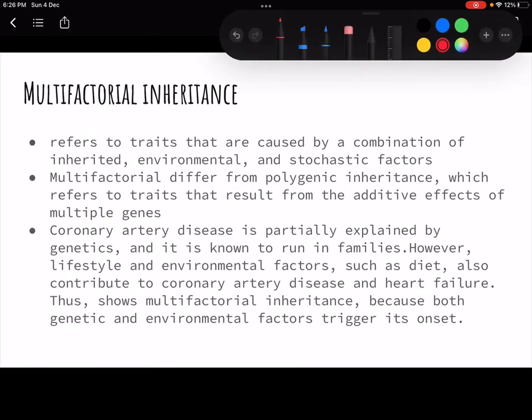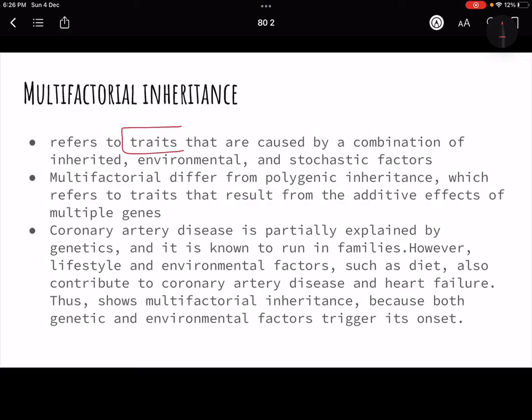So multifactorial inheritance refers to any trait that is caused by a combination of inherited, environmental and stochastic factors. ये हो गए आपके chance factors, right? So it differs from polygenetic inheritance, because why? Polygenetic में basically we were saying quantitative inheritance is there. That means more than one gene additively expresses itself into a phenotypic character. But in multifactorial we are saying it is genes, environment and chance factors that result into a phenotypic trait. So I hope you understand.